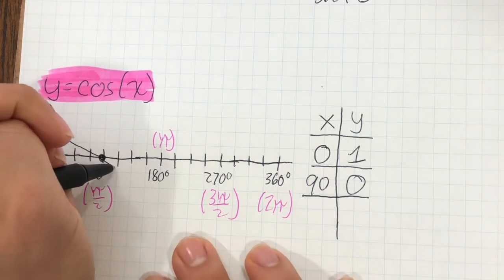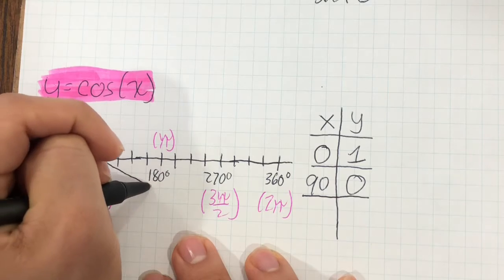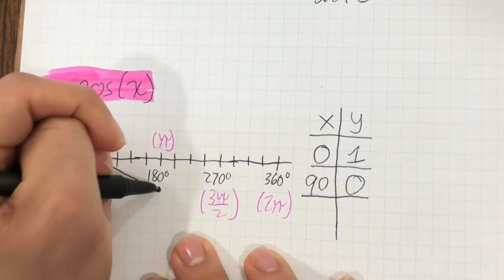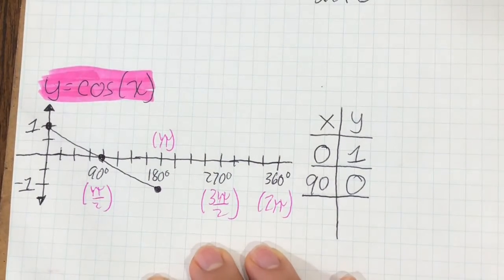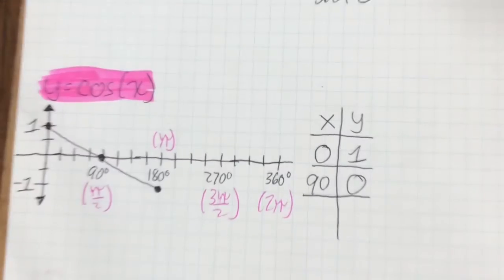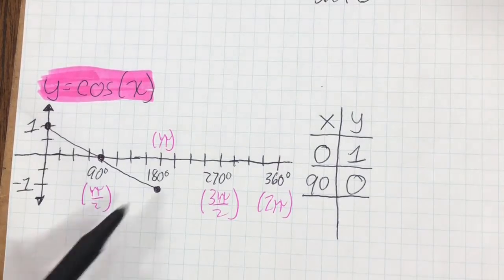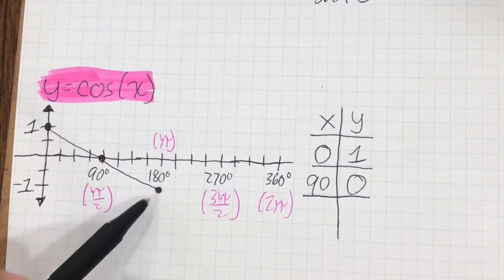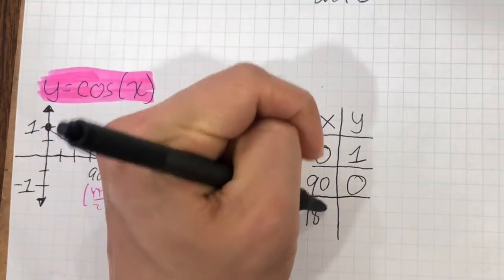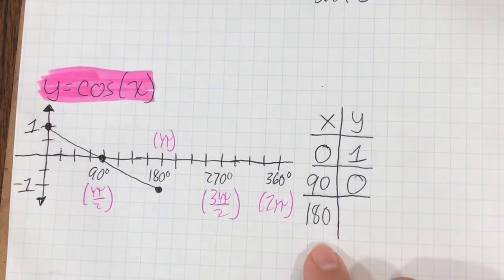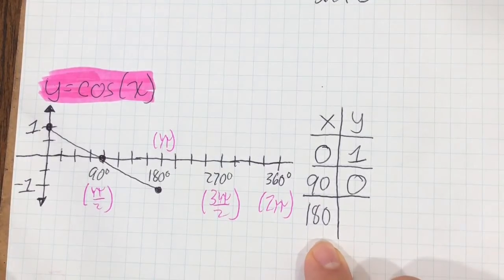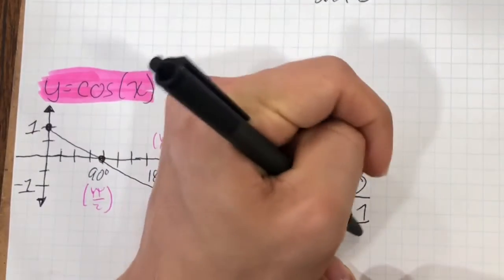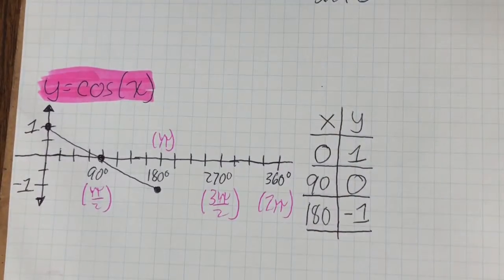All right, so I'm going to be drawing my graph, and we're stopping at -1. So for my next point on the graph, I have 180 as my input, and cosine of 180 would be -1. All right, so moving on.